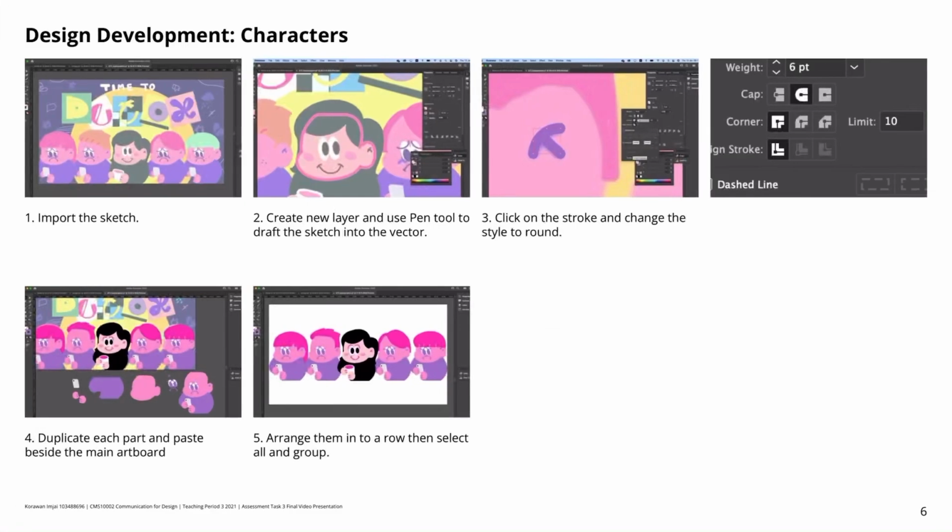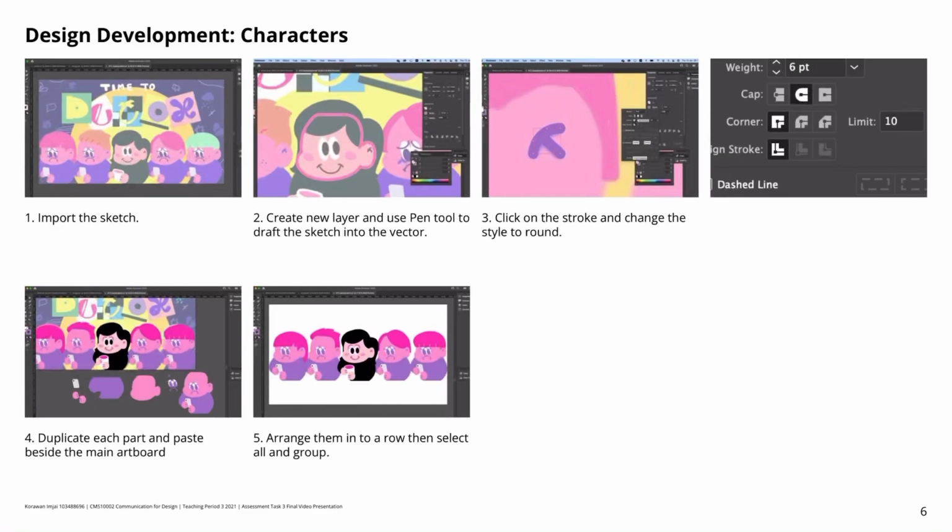Moving to the next, characters design development. The first step is similar to the previous page. Import the image, then draft the sketch. For this one, I changed the stroke preference by clicking on the stroke and changing the cap to round.